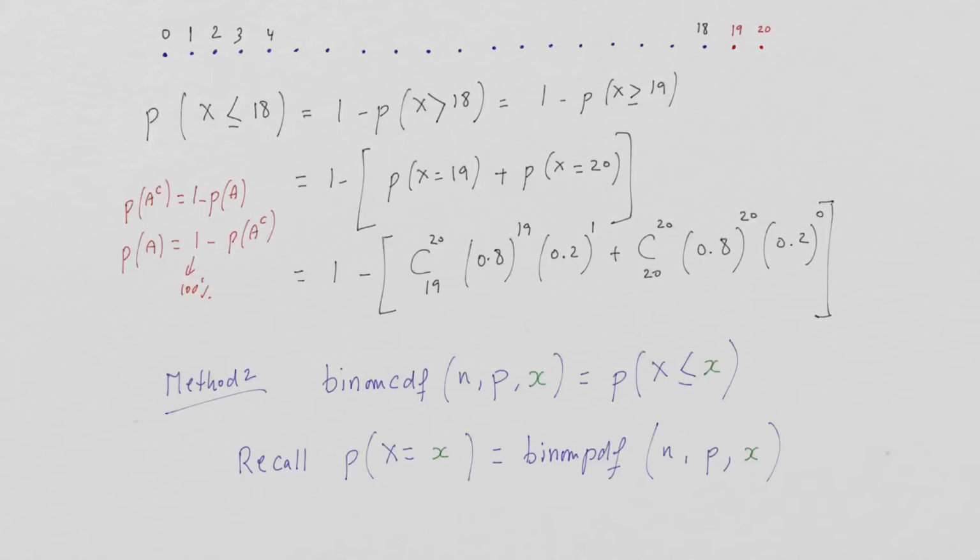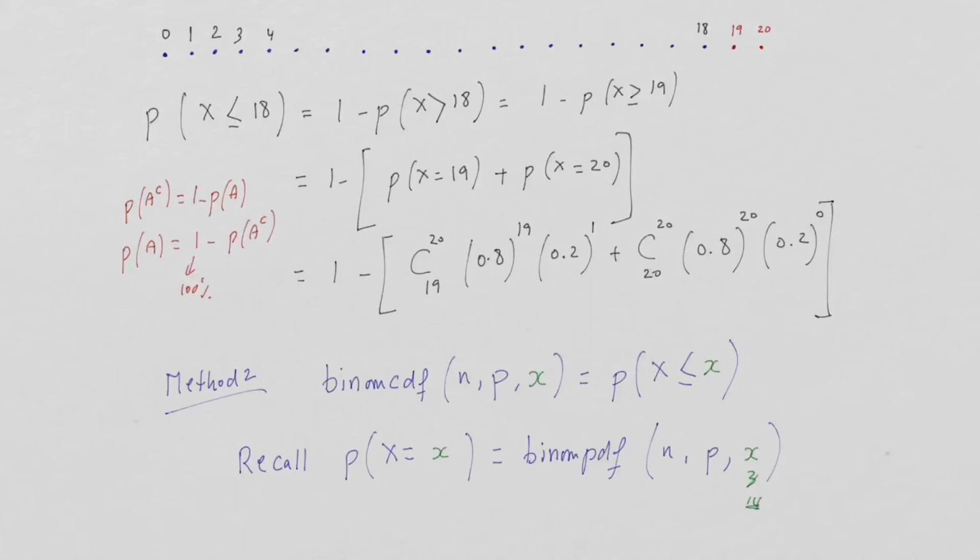Remember what we did last time on the TI, the probability that x equals, let's say, 3. What we did was the binomial PDF, probability density function, and we wrote n, which is 20, p, which is 0.8, and x is whatever I'm trying to find out. In my case, it's 3, right? If I have 1, I put 1. If I have 14, I put 14. Very simple. That only dealt with equal sign.